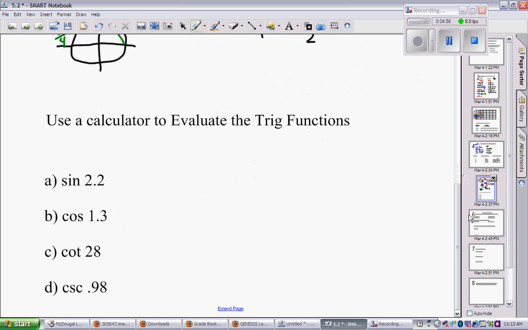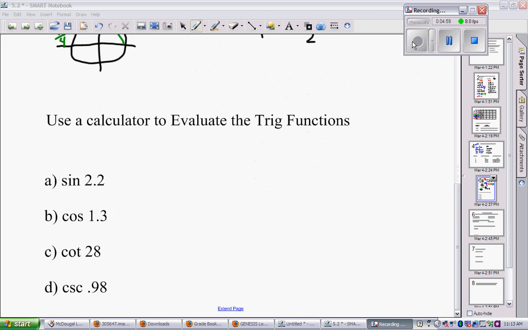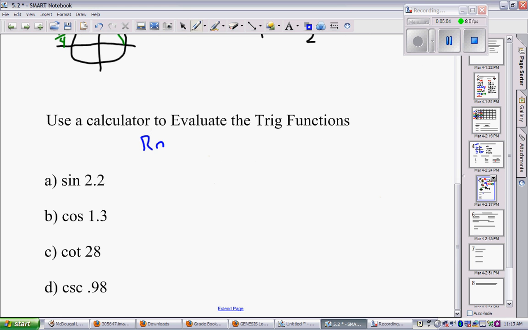You can also plug these into the calculator. When you plug it into the calculator, you need to make sure your calculator is in radians, or it might show up as rad. So plug in sine of 2.2, and let's round it to 3 decimal places. 0.808. Cosine of 1.3. You get 0.267.